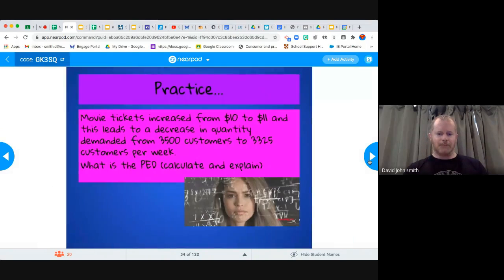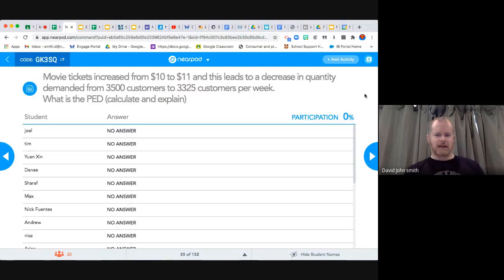Now, moving on. Okay. Here's about movie tickets. Calculate and explain. Where you go.